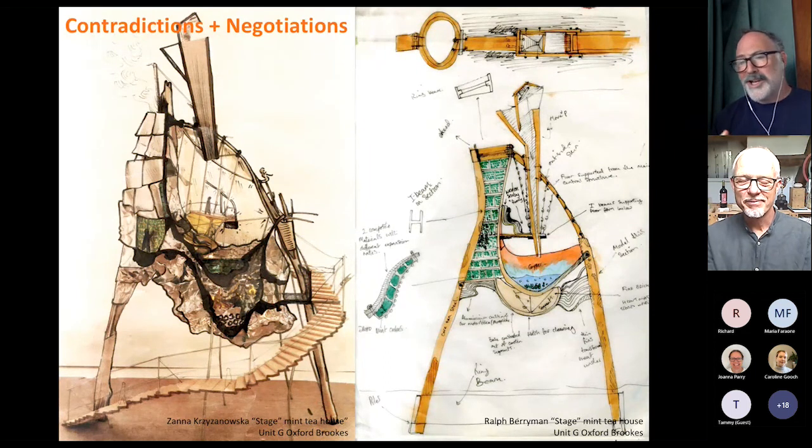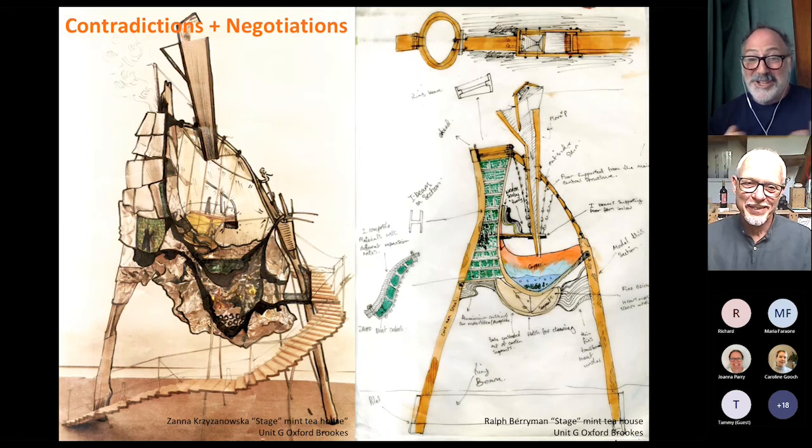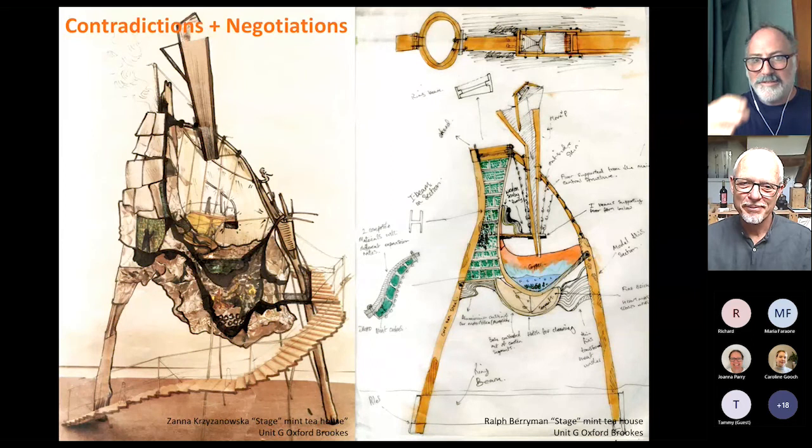They may be negotiations between different individuals, or different communities, or different neighbors. Or in the case of these really lovely examples from Toby's studio, and I can't take credit for these at all, these are negotiations between different media. So there's a negotiation between the physical model and then the drawn model and then the annotations. So that's a second behind-the-scenes aspect of it.